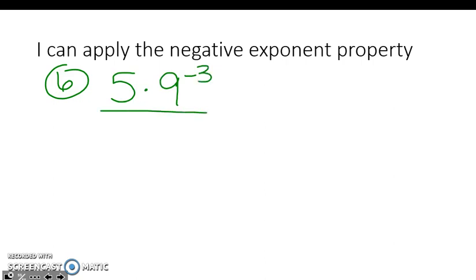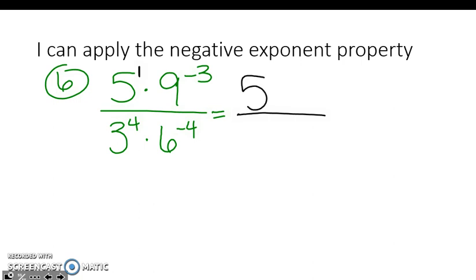All right, last practice problem. Try and pause it and see if you can do it on your own. All right, 5 doesn't look like it has an exponent right now, but I can add the exponent of 1 to it, and that's going to be a positive exponent. So I'm going to leave it where it's at and leave it on the top of my fraction.